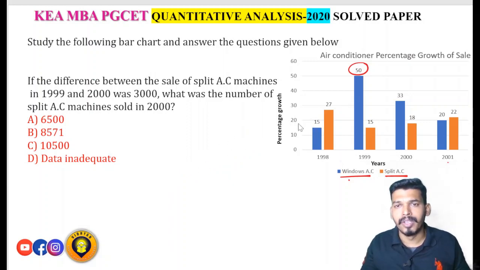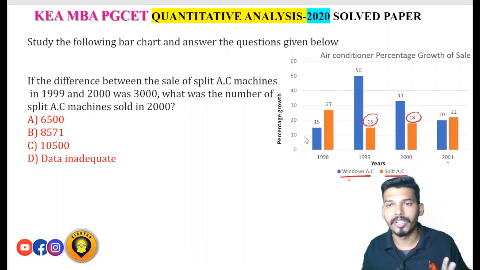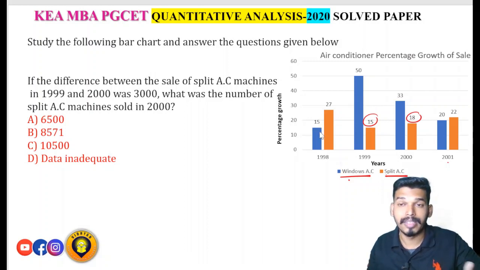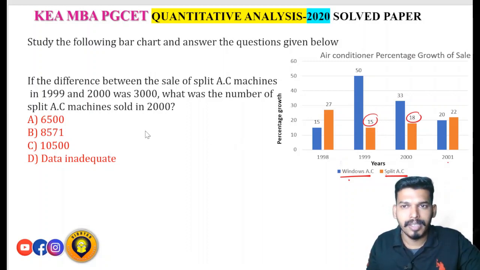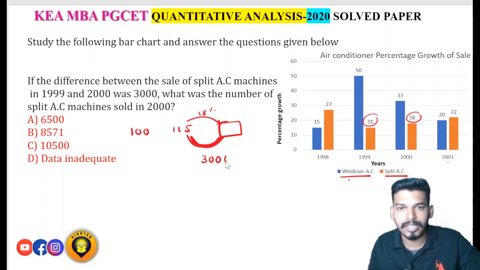Okay, so now go through the question. The question says, if the difference between the sale of split AC machines in 1999 and 2000 was 3000, what was the number of split AC machines sold in 2000? So they have said the difference between the split AC machines of 1999 and 2000 is 3000. Here it is successive increase. So 15% is the increase from the previous year. Suppose in the previous year the sale was 100, 15% more means 115. Next, in 2000, it has again increased by 18%. Okay, so the difference between these two is 3000. Then you have to find the number of split AC machines sold in 2000.